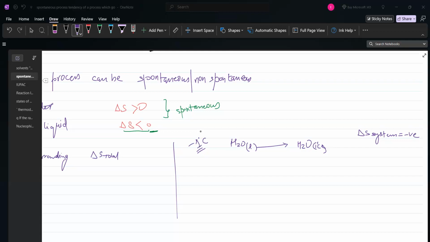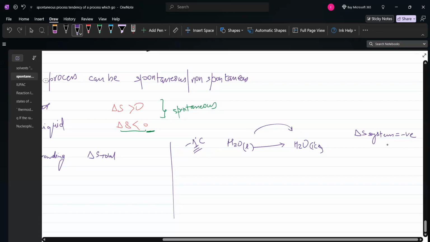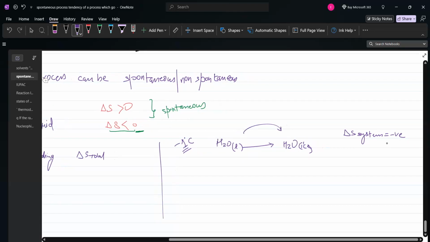Alina, what do you think? At -1 degree Celsius, do we have to do extra work to convert water into ice, or will it spontaneously freeze to ice? Spontaneous. Yeah, so at -1 degree Celsius, we don't have to do external work on it. It will directly convert into ice. However, we can see delta S of system is negative.